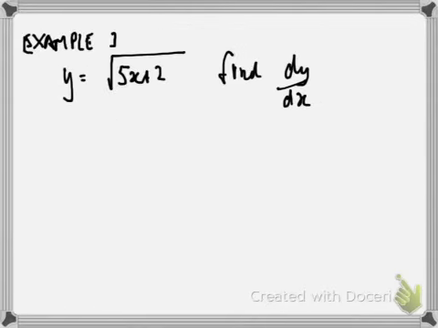See. Now first thing we have to do here is change this to index form. So it's 5x plus 2 to the power of a half.